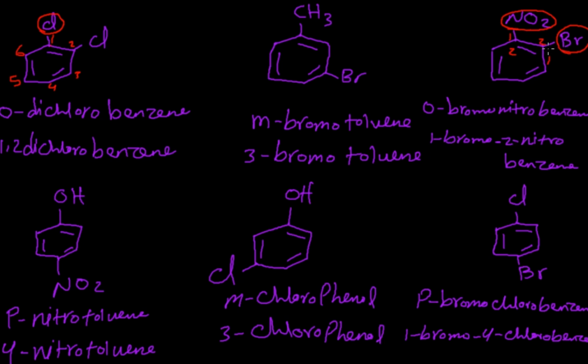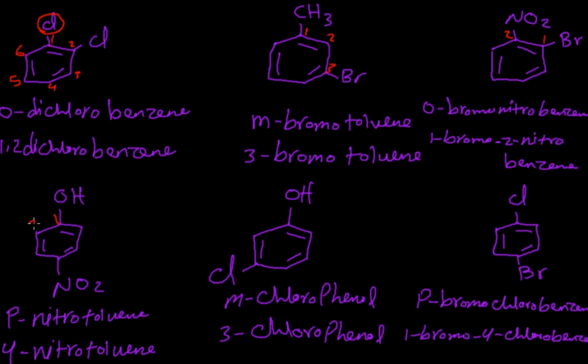You have to start from here, 1, then 2. So the correct numbering should be like this, 1 and 2. So this compound is called 1-bromo-2-nitrobenzene, or you can say ortho-bromonitrobenzene, because bromo comes first, then the nitro group. Okay, then we move to the next compound.